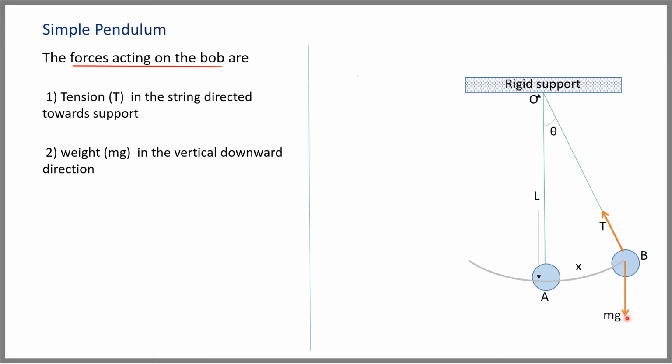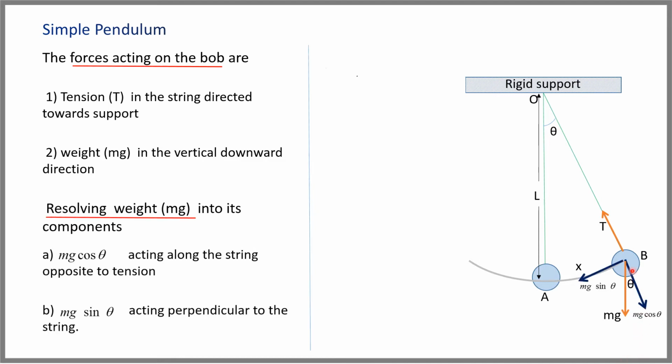So we resolve this weight mg into its components. By splitting this mg into its components, one component is acting along the string and another component is acting perpendicular to the string. The angle between this component and the mg is theta by the corresponding angle theorem. So this component is adjacent to theta, hence we can write this as mg cos theta, and this is the opposite component, so it is mg sin theta.